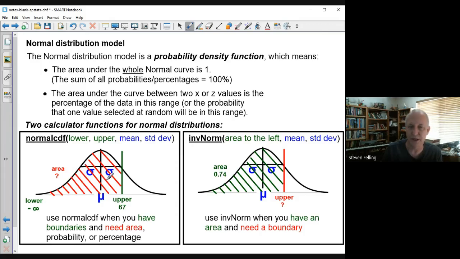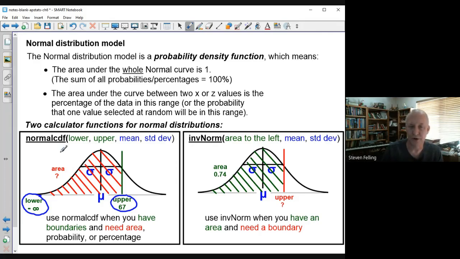Okay, so I could define, say, a lower boundary of some region and an upper boundary, and then shade that area in there. And that's going to be some percentage of the total area. Whatever that percentage is, we can also think of that as being the probability, because if you had a set of data and you took one piece of data from that, the probability that it would be in this shaded area would be the same as the percentage, okay?